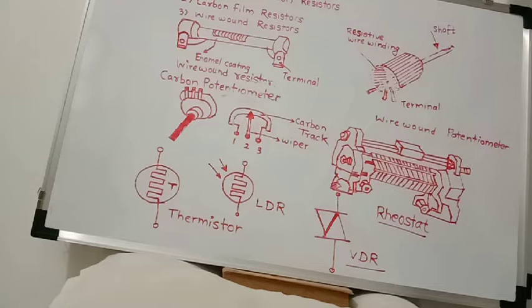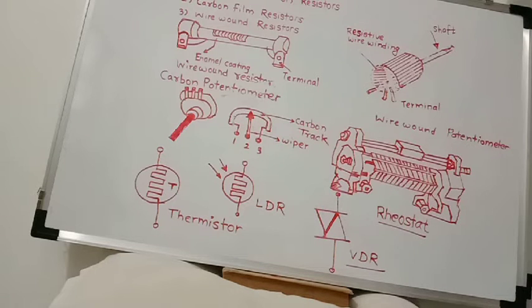But in a non-linear type potentiometer, also called a log type potentiometer, the resistance varies on a log scale. That is, at 10 degrees we get 10 ohms, then at 20 degrees we get 100 ohms, at 30 degrees we get 1000 ohms. Okay, so this is about the variable resistor or potentiometer.